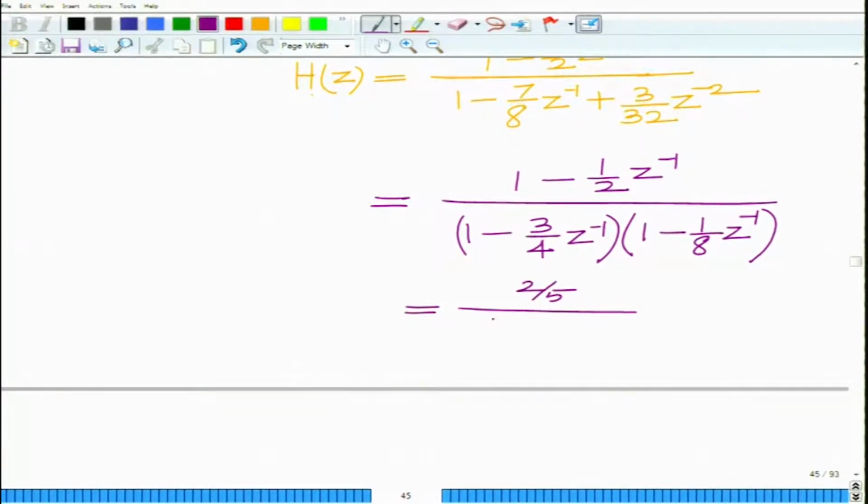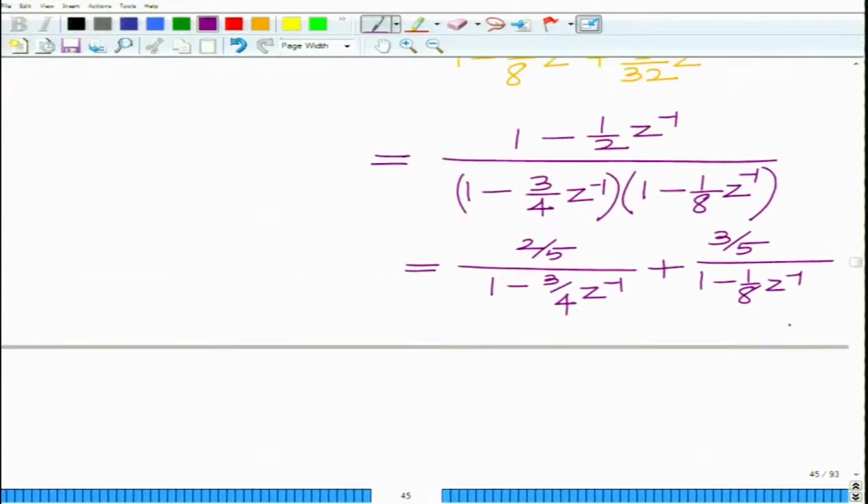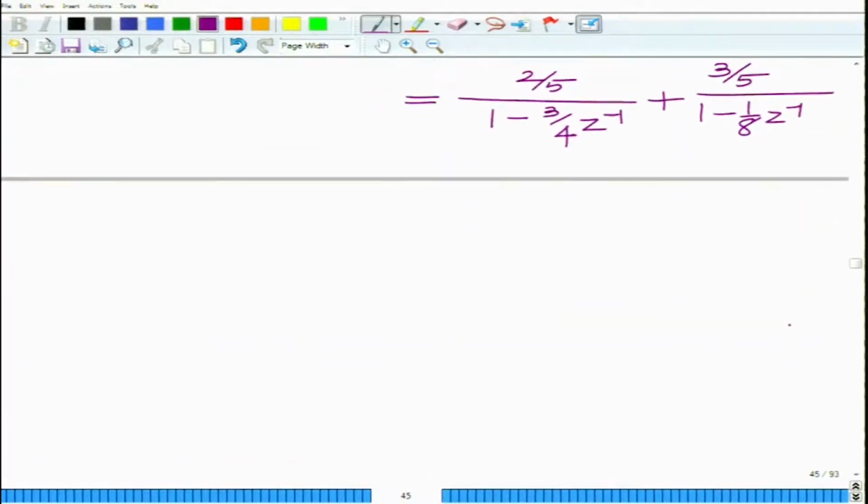2 by 5 over (1 minus 3 by 4 z inverse). Remember, you have to split it into the partial fraction expansion. So, this is basically the partial fraction expansion plus 3 by 5 divided by (1 minus 1 by 8 z inverse). So, these are the factors in the partial fraction expansion, and each of these is a first order factor. And now we are going to illustrate the PF1, that is the parallel form 1 structure for this IIR filter. It is very simple.